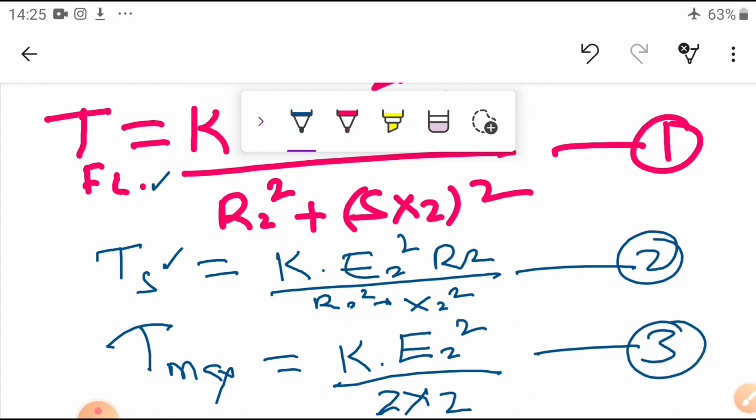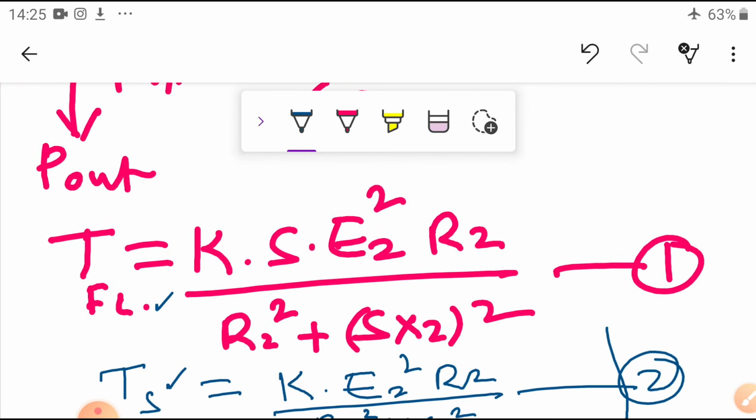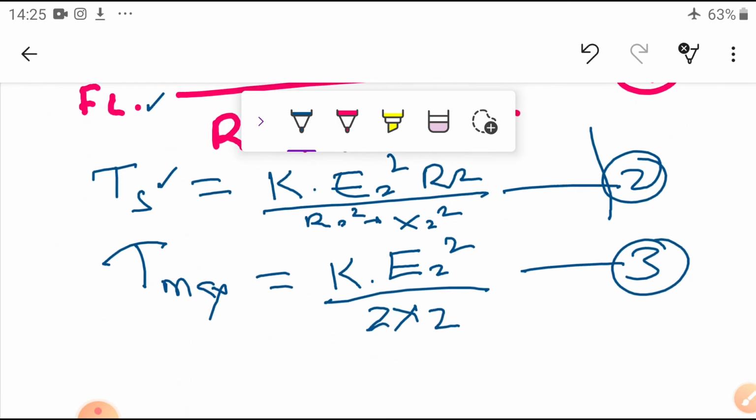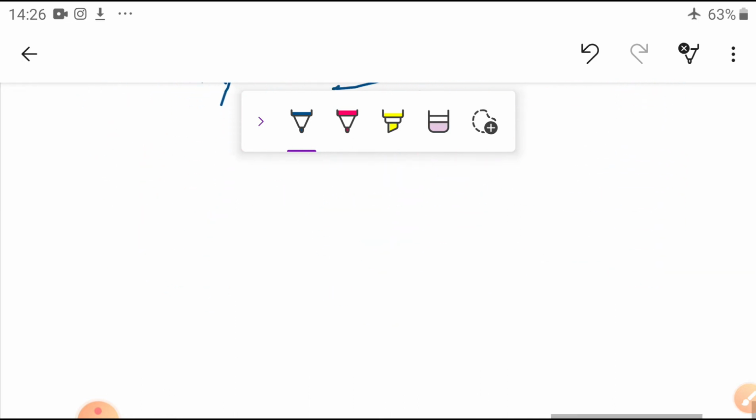From equations 1, 2, 3, I am going to create the relation between the three categories. One is the full load torque, K into S into E2 square by R2 into this value. Ts is when S is equal to 1. T maximum is K into E2 square by 2 X2. From these three equations I am going to derive the relations.